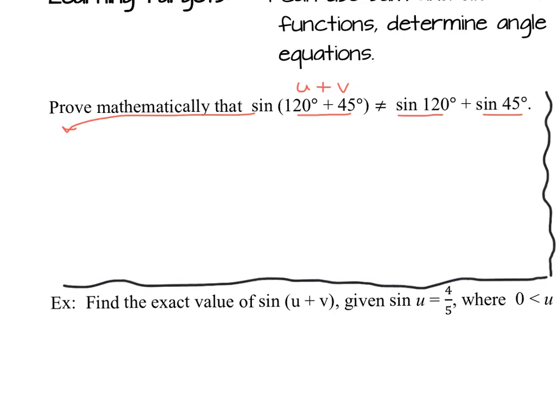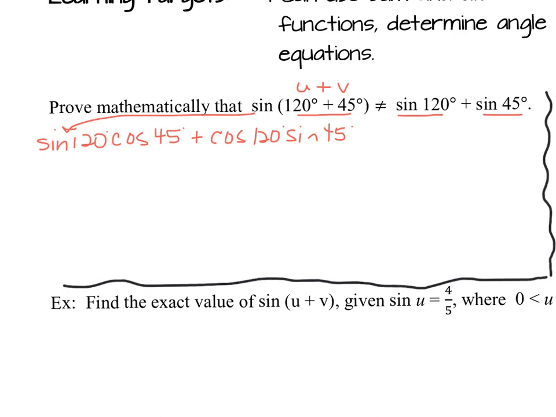Sine u plus v would expand to sine u, which would be sine 120, but then times cosine v, which is 45. And for the sum formula with sine, it's plus when we expand it. And then we take cosine 120 times sine 45. So there's more to work with when we have the parenthesis using that definition.